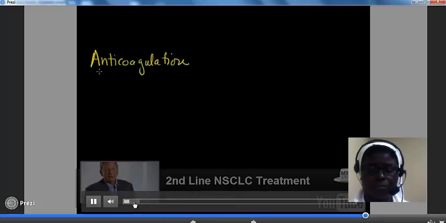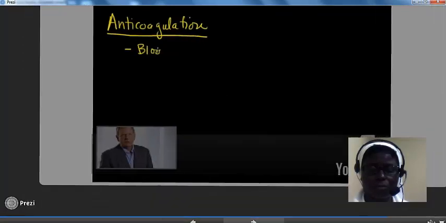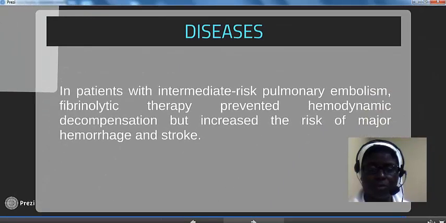There's a couple of ways of blood thinning. This says, in patients with intermediate risk pulmonary embolism, fibrinolysis therapy prevented hemodynamic decompensation but increased the risk of major hemorrhage and stroke.